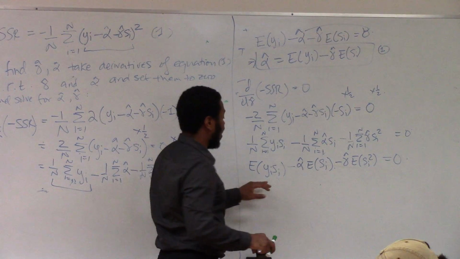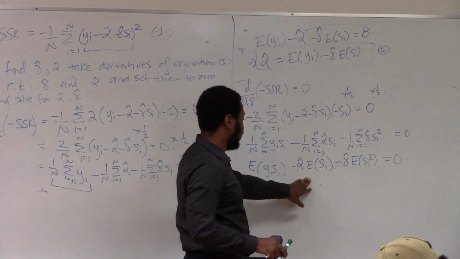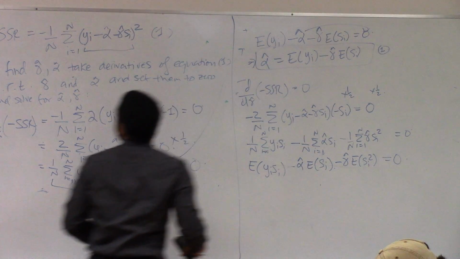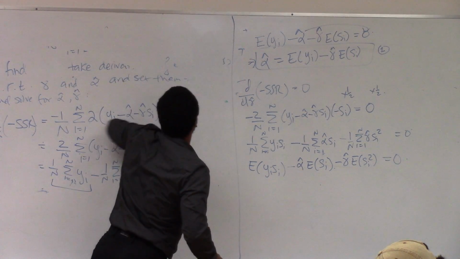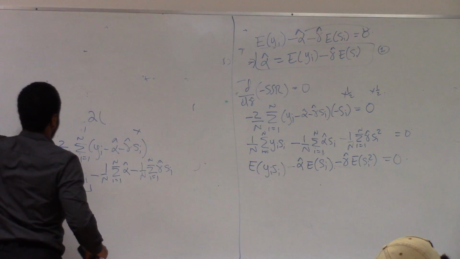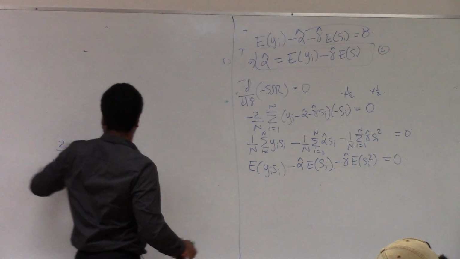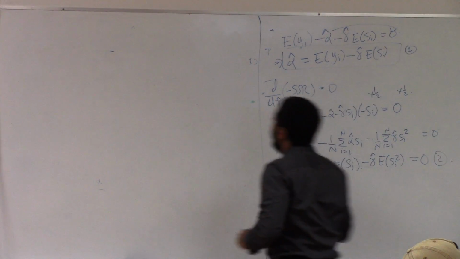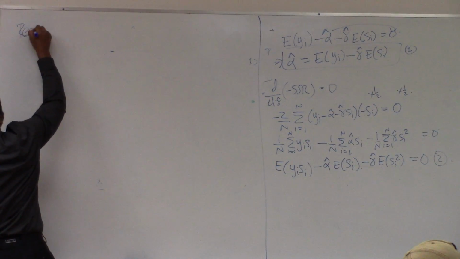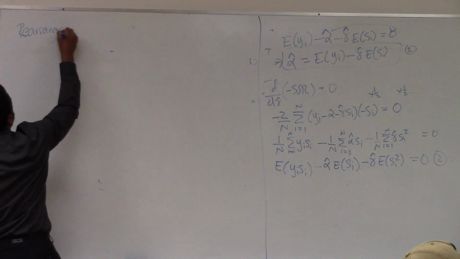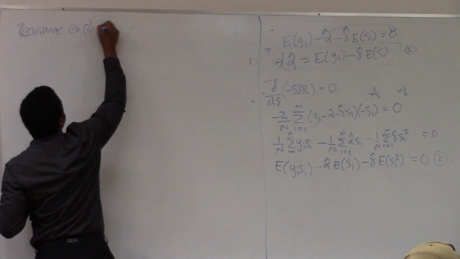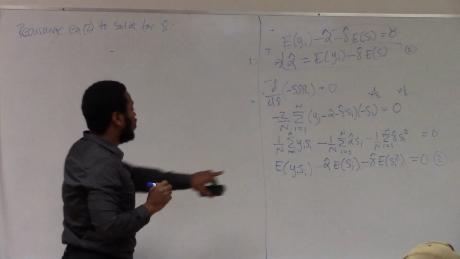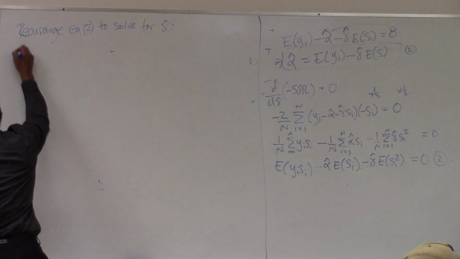So what we want to do now is solve this for gamma. I'm going to erase this here. What time is it? 12:03. Okay, good. We have 12 minutes, so that gives us plenty of time to finish this. All right, so let's call this equation 2. Let's rearrange equation 2 to solve for gamma hat.